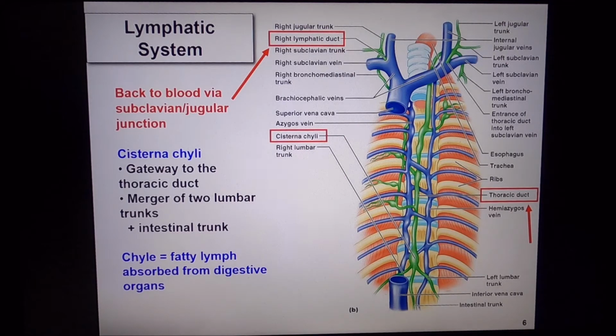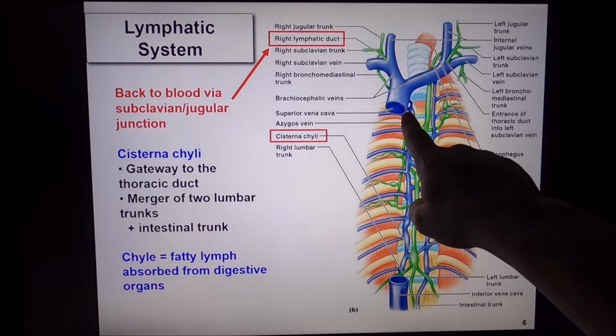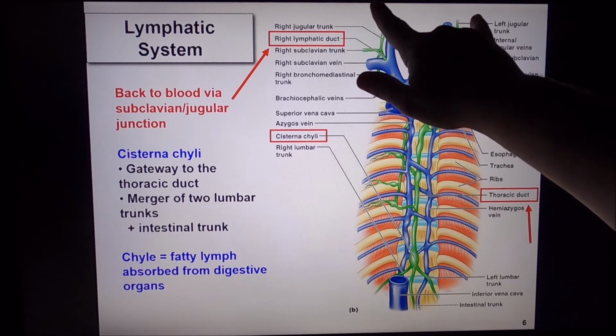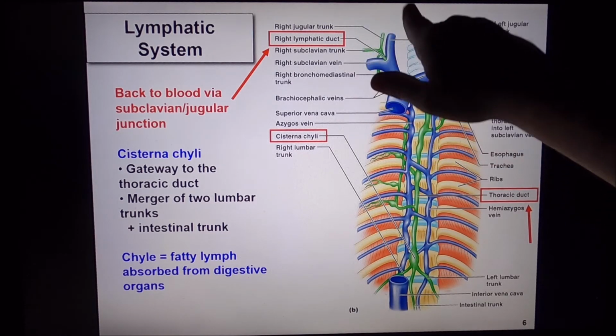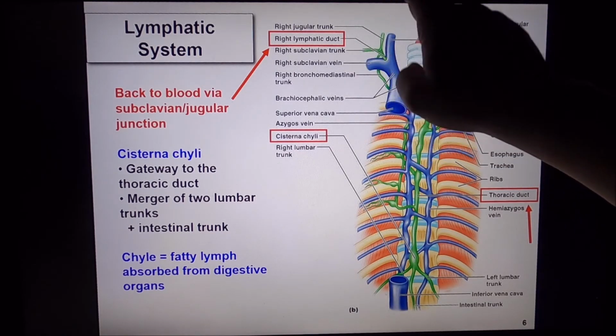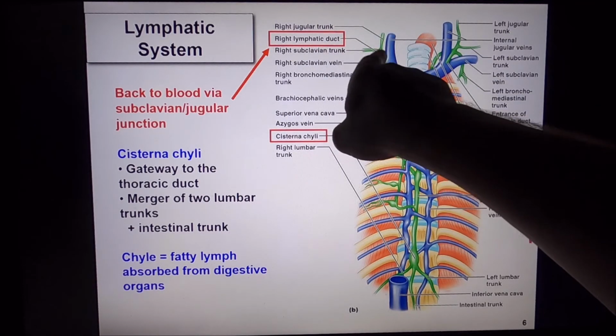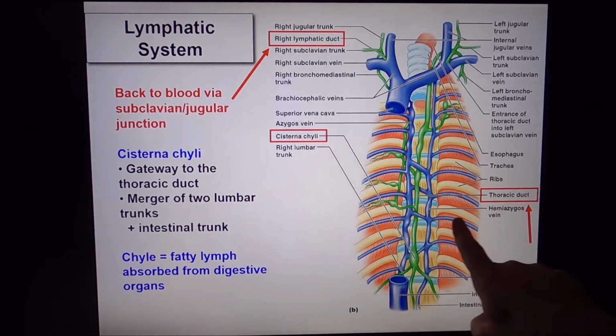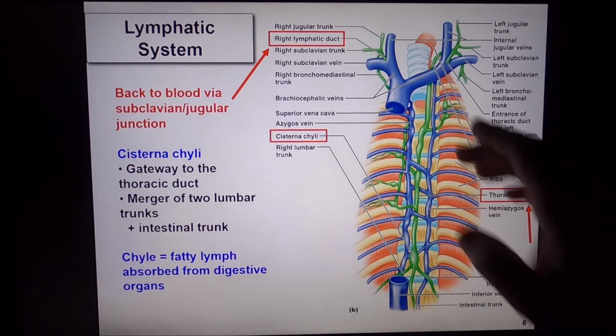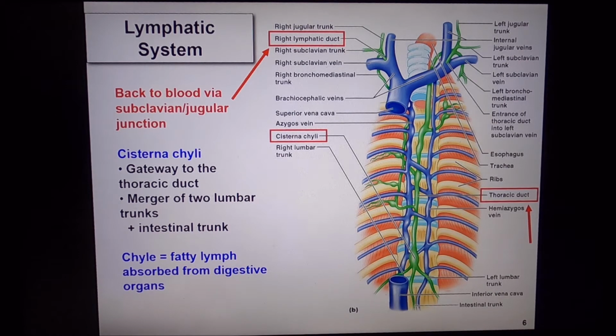All right, so what you can see here, this is the superior vena cava. And coming down from this, we've got our subclavians and our jugulars. And basically at the junctions of the subclavians and the jugulars, this is where your right lymphatic duct dumps in on one side, and your thoracic duct dumps in on the opposing side. Okay. Now there are a few other interesting nuances to talk about here.